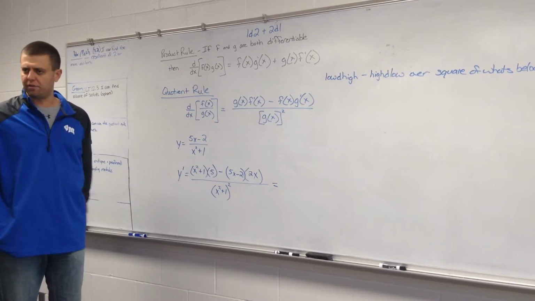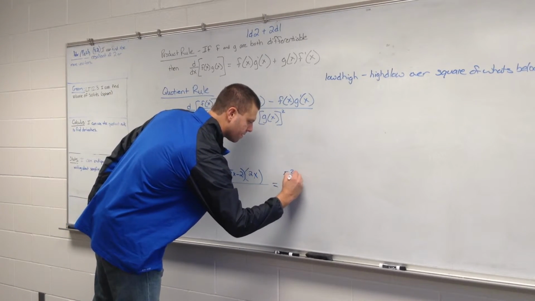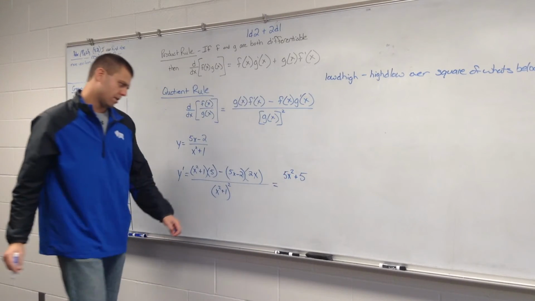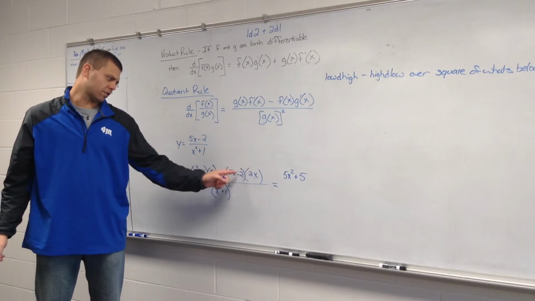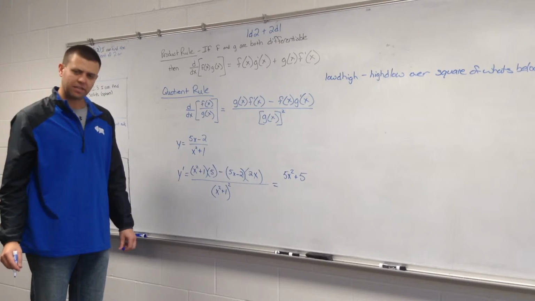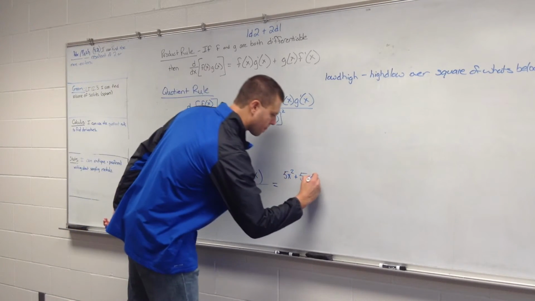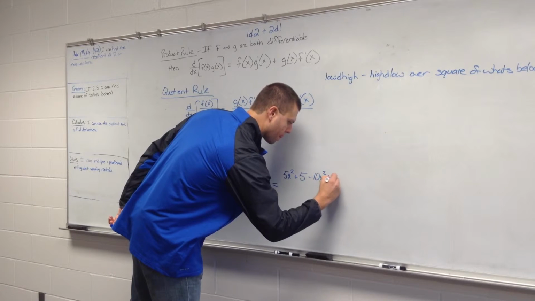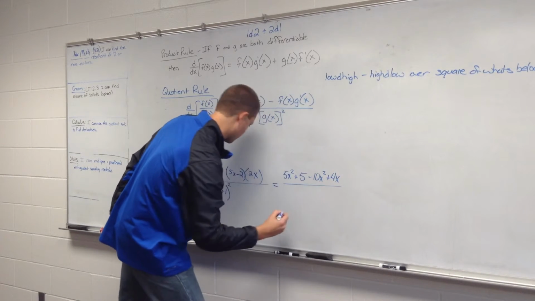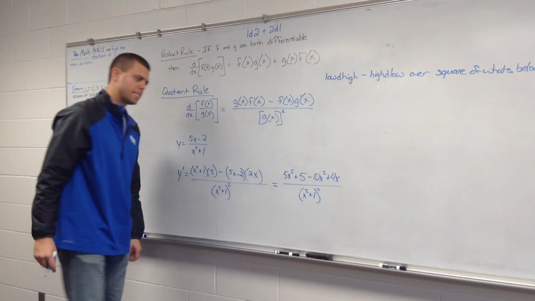5x squared plus 5, right? Bingo. This would be 10x squared minus 4x, but you're subtracting it. So minus 10x squared plus 4x, all over x squared plus 1 squared. Combine your like terms there.